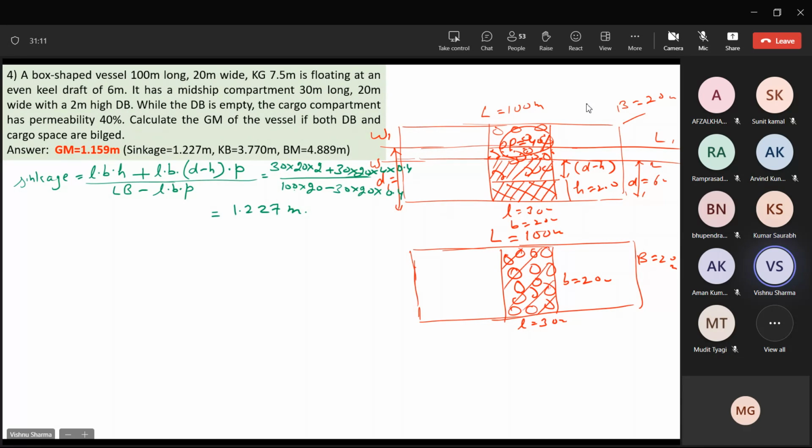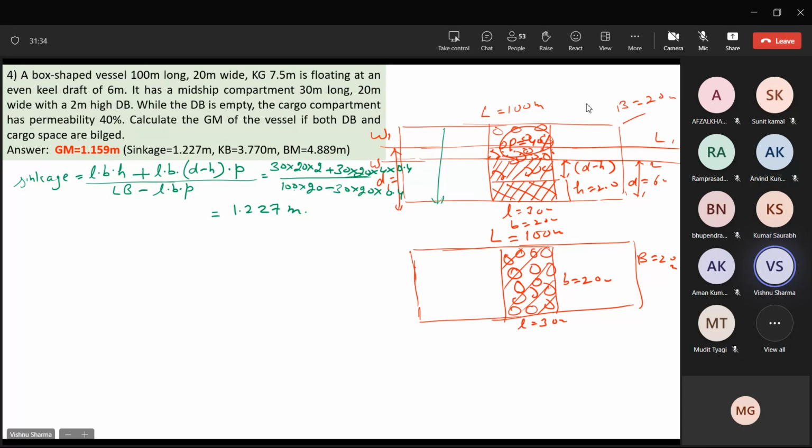Guys, anybody having doubt about the sinkage, please clarify now. All good about sinkage? KB party, were you okay up to this point? Yes, sir. Okay. This gives you D1.